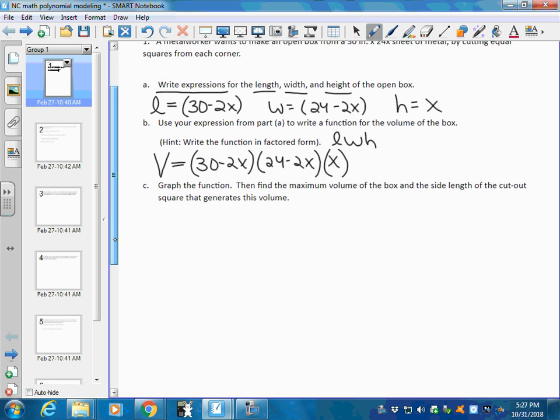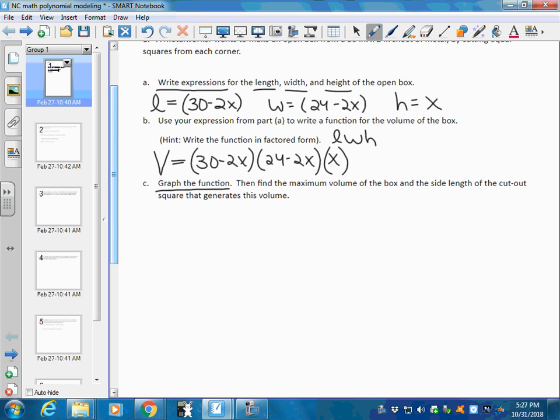And now you graph it. You find the max volume on the graph. And you should have got 1417.87 as your max volume.